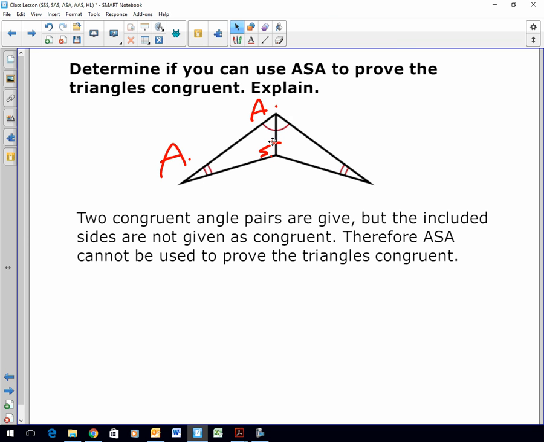Angle, side, angle. The side is where in relation to the angle? Not next to them. In the middle. Between them. Included. Okay? That's why if I wanted to try and use angle, side, angle, it wouldn't work here. I'd have to use angle, angle, side.